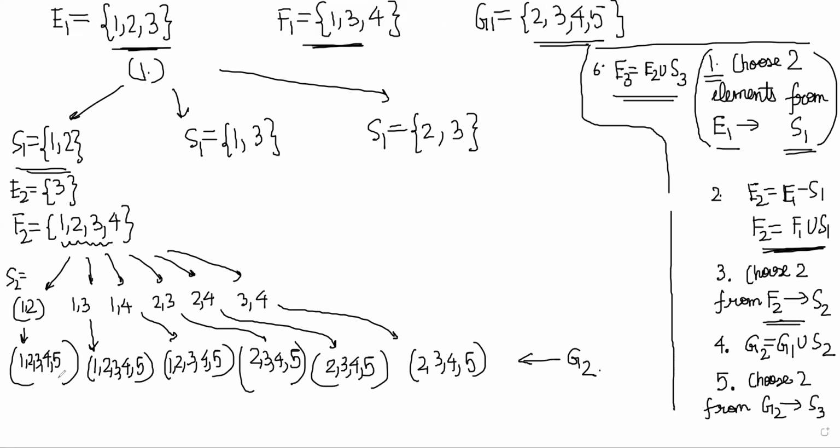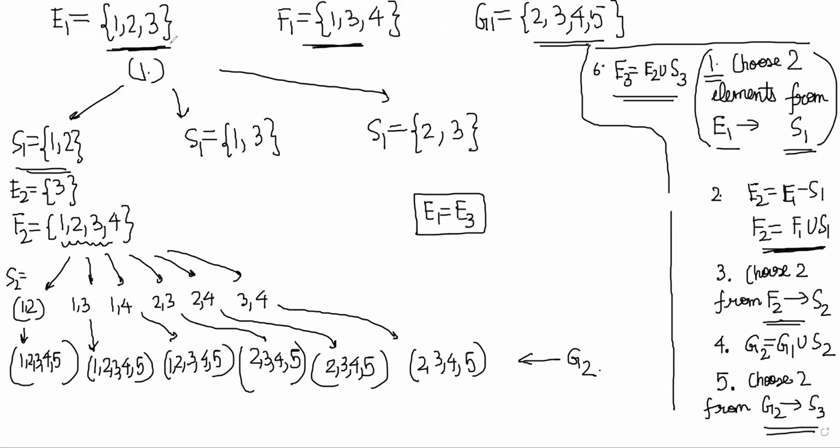And now finally we have to choose 2 from G2, such that that will be called S3, right? So you can choose any two. There will be many cases here, right? But ultimately, what do we have to do? Ultimately, E1 should be equal to E3, right? That was the conditional probability that we needed, right?